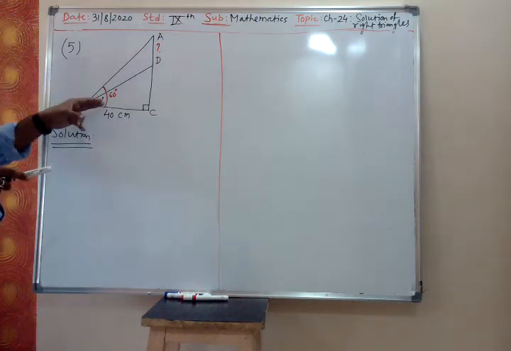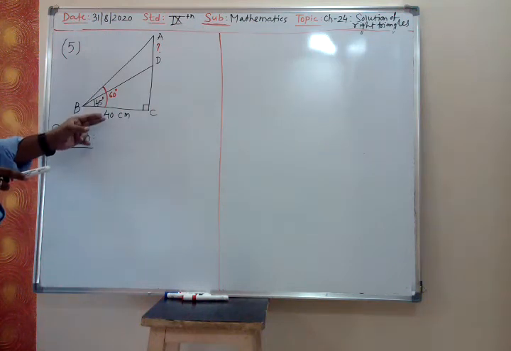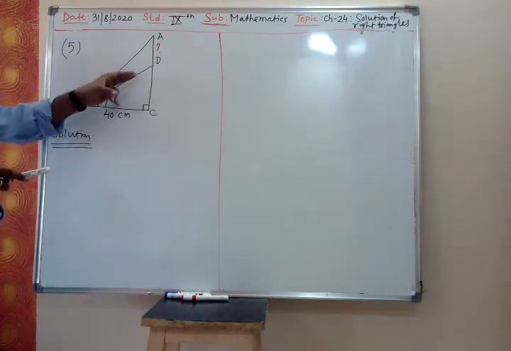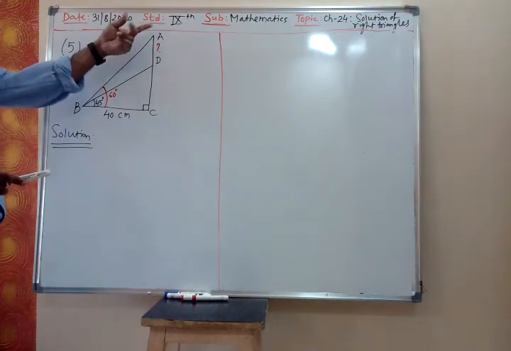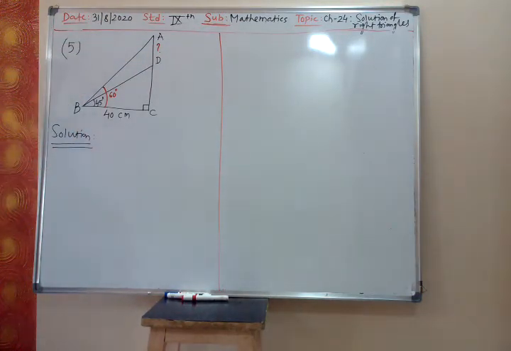For the bigger right angle triangle, the reference angle is 60 degrees. For the smaller right angle triangle, the reference angle is 45 degrees. It is asked to find the value of AD. So that AD we have to find. Is it clear?